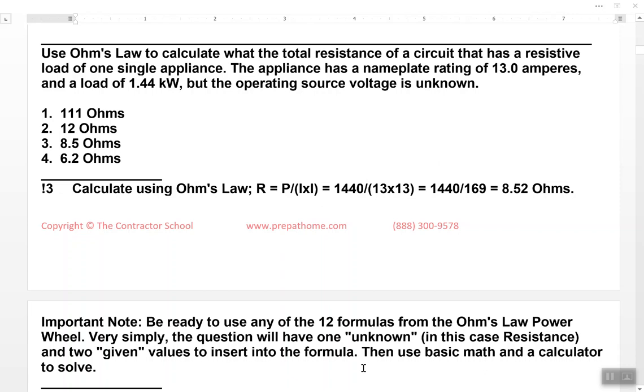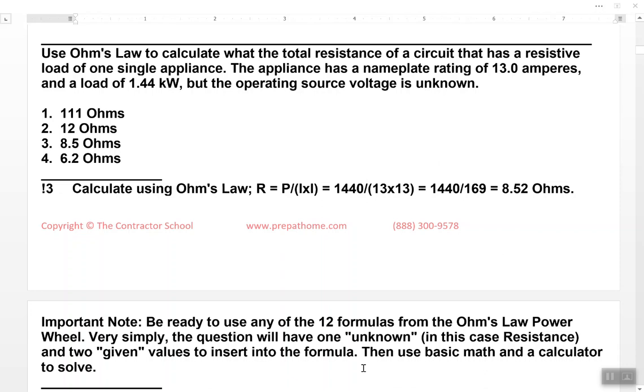And moving on to this question, use Ohm's Law to calculate the total resistance of a circuit that has a resistive load of one single appliance. The appliance has a nameplate of 13 amps, that's a given, and a load of 1.44 kilowatts, that's another given, but the operating source voltage is unknown.